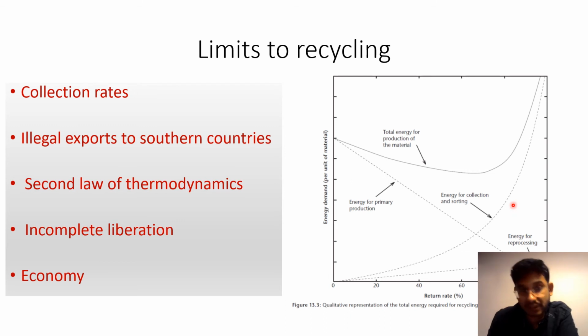That's all this graph says, okay? And other factors are incomplete liberation. Liberation is basically separation of one material from the other, right? The more complex the feed is, the more difficult it is to separate one thing from the other, okay?